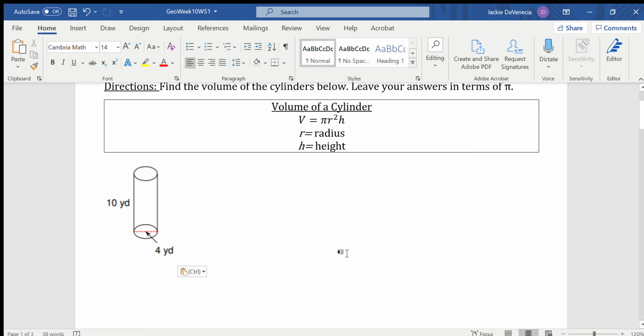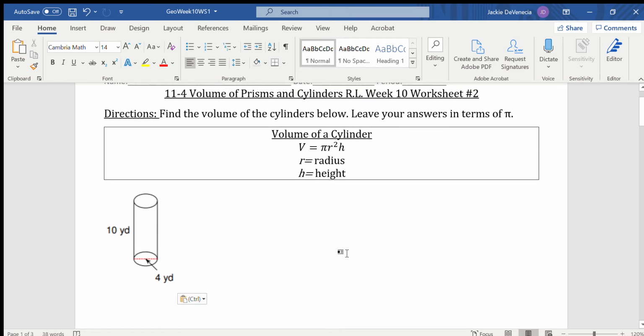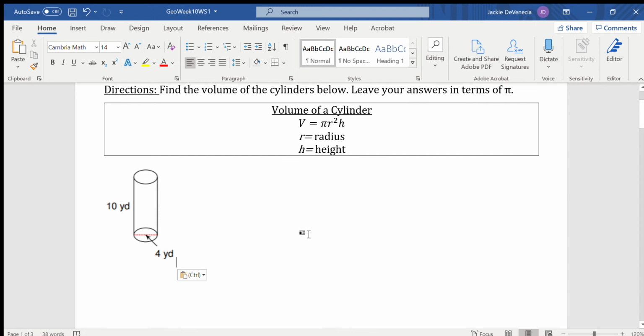Okay, so this is just a quick little video on what was discussed in the meetup yesterday. Yesterday we were finding the volume of cylinders, and we're using this formula.